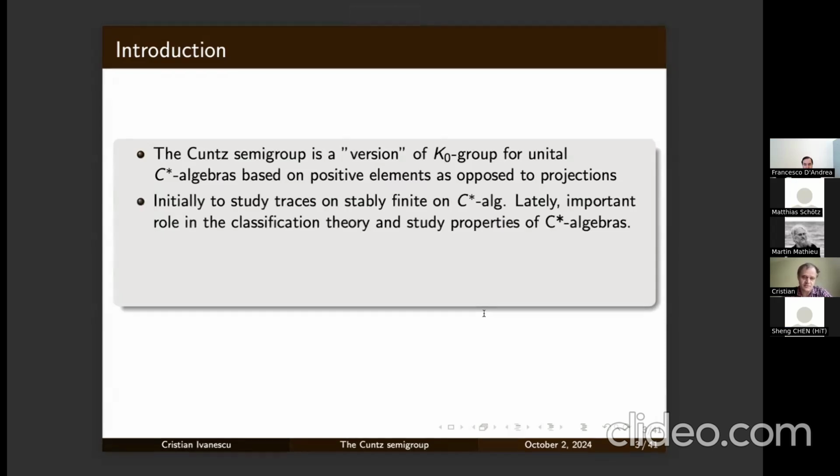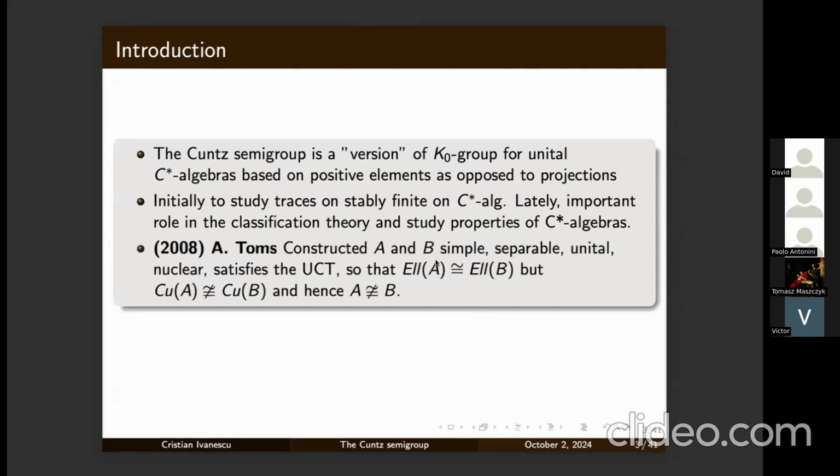Now, it's important to say that initially, the semigroup that we are about to discuss was introduced by Joachim Cuntz, and his interest was in traces, showing the existence of quasi-traces on stably finite C*-algebras. It is only relatively recently that people in the field of classification of C*-algebras became very interested. And that's thanks to Andrew Toms' breakthrough, where he actually constructed two simple C*-algebras.